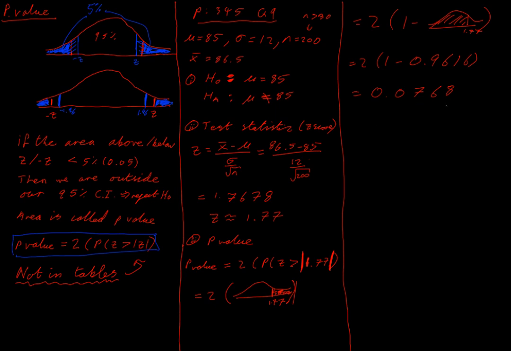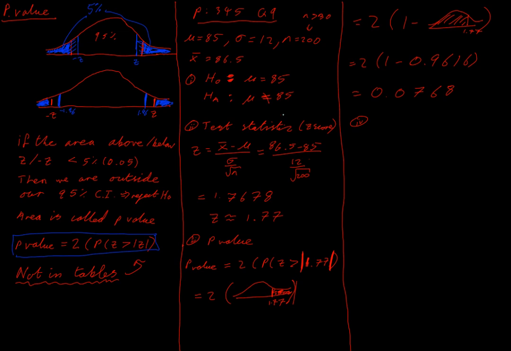This is greater than 5%. This is 7.68%, which is larger than 5%. So we are further in. We are inside our 95% confidence interval because our p-value is greater than 5%.